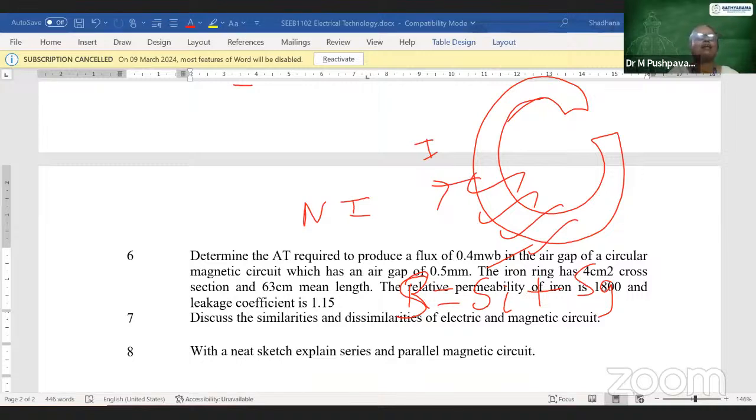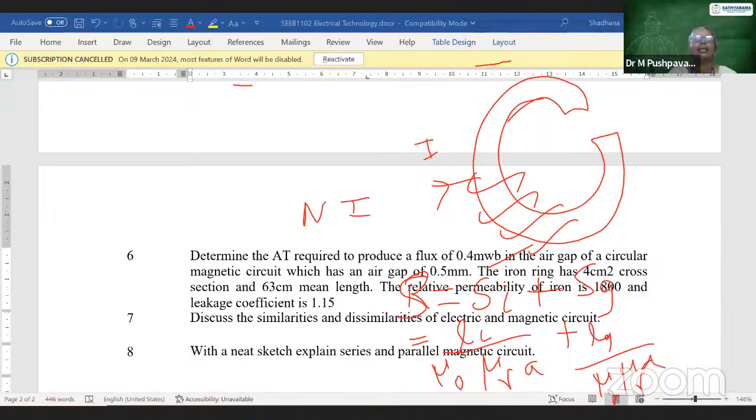Okay, 3.5 ampere, and what is the number of turns? 400 turns is given. So 400 into 3.5. Total reluctance, Si plus Sg. Total reluctance, Si value is nothing but what will we write? Li by mu naught mu r into area, plus Lg by mu naught mu r into area.